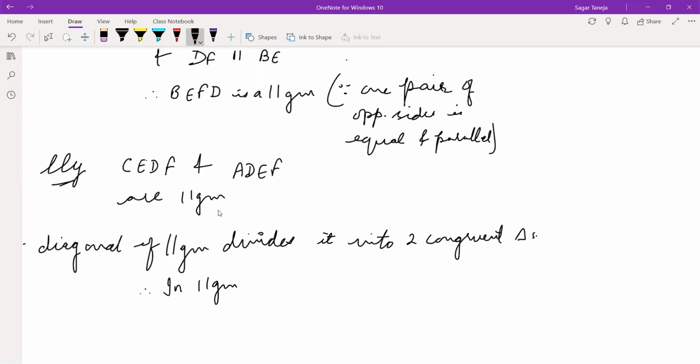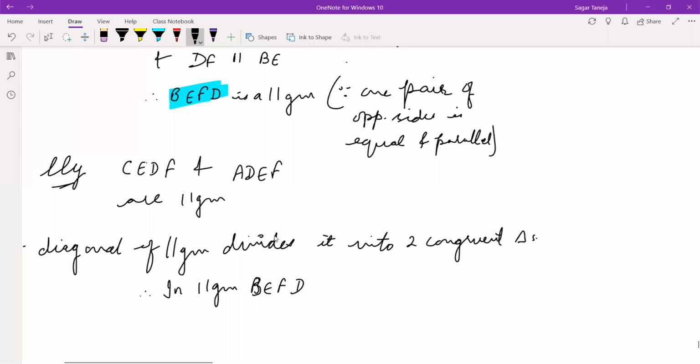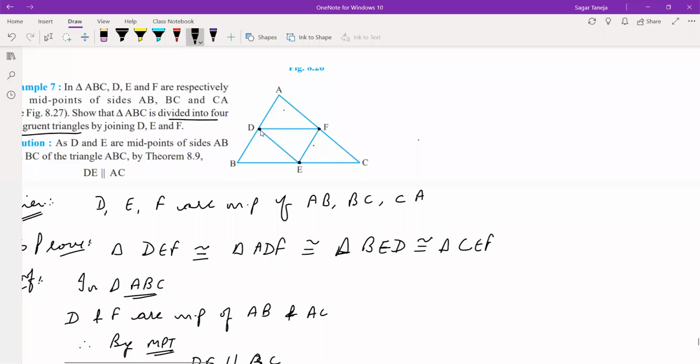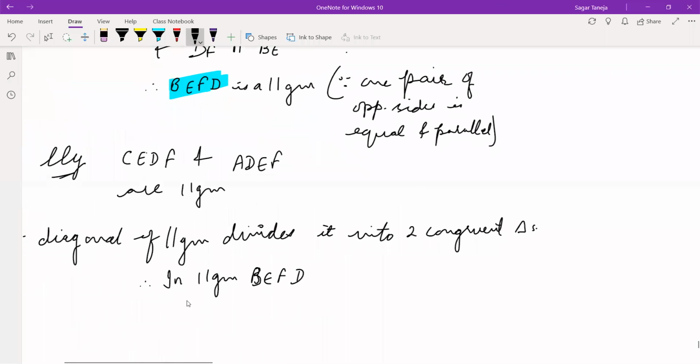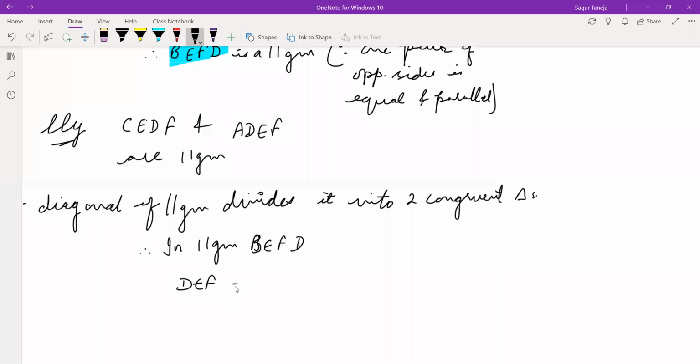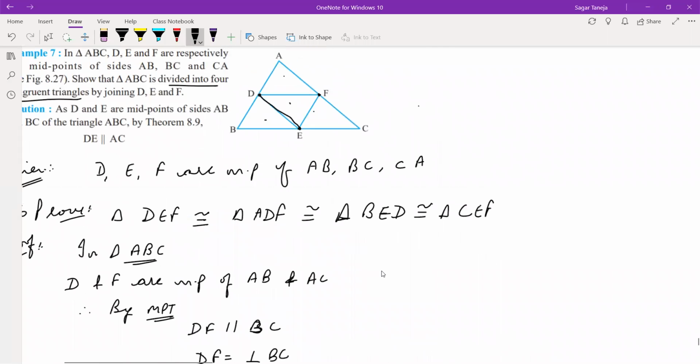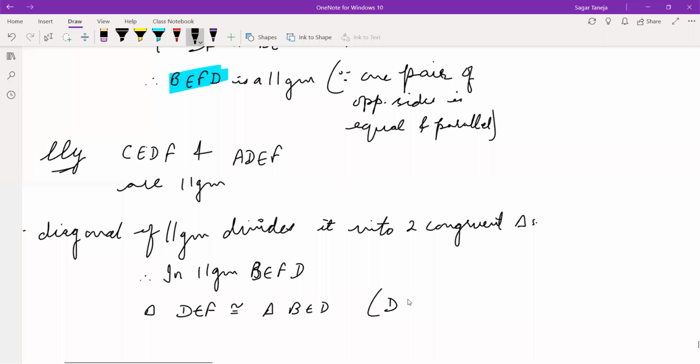in parallelogram BEFD, just take the first parallelogram now. What is the diagonal? DE is the diagonal, therefore this and this triangle are congruent. So DEF and BED are congruent to each other. We have written the theorem one time, so we are not going to write it again and again. Just mention that DE is the diagonal, so the diagonal has divided the parallelogram into two congruent triangles. So we can write similarly.